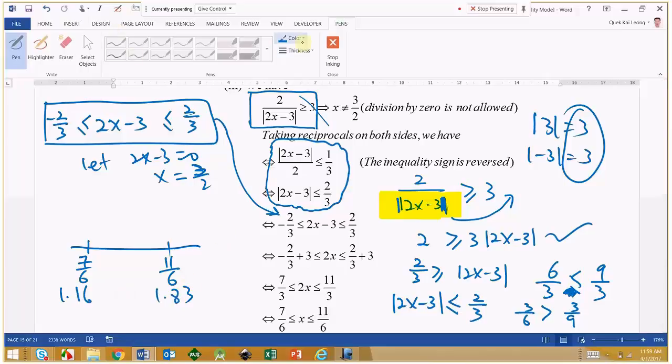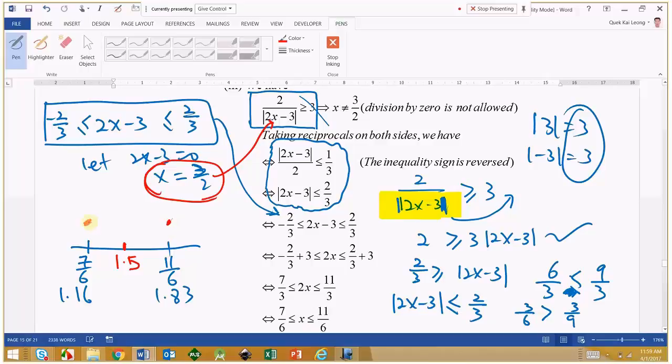So when x is 1.5, it will give you divide by 0. So 1.5 is here. If you remember by working out the working, my x is between this value and this value. That means between 1.16 and 1.83 must be between. There's an equal sign, so solid circle.